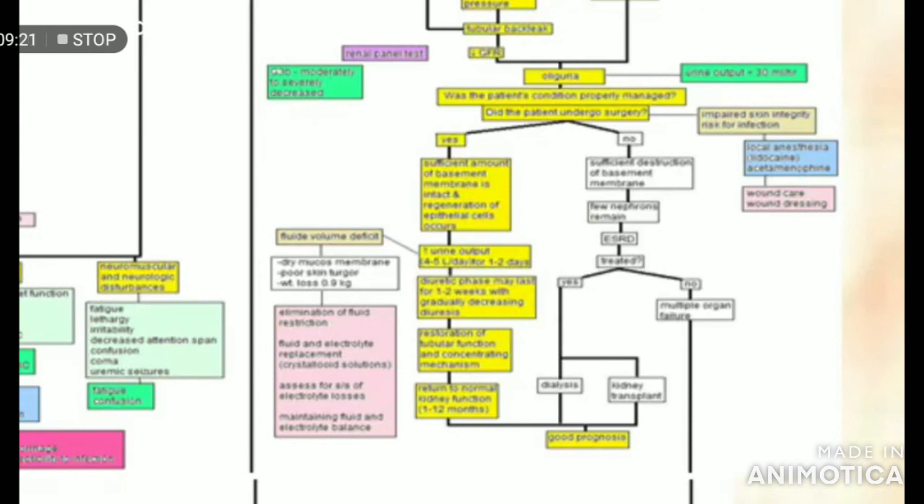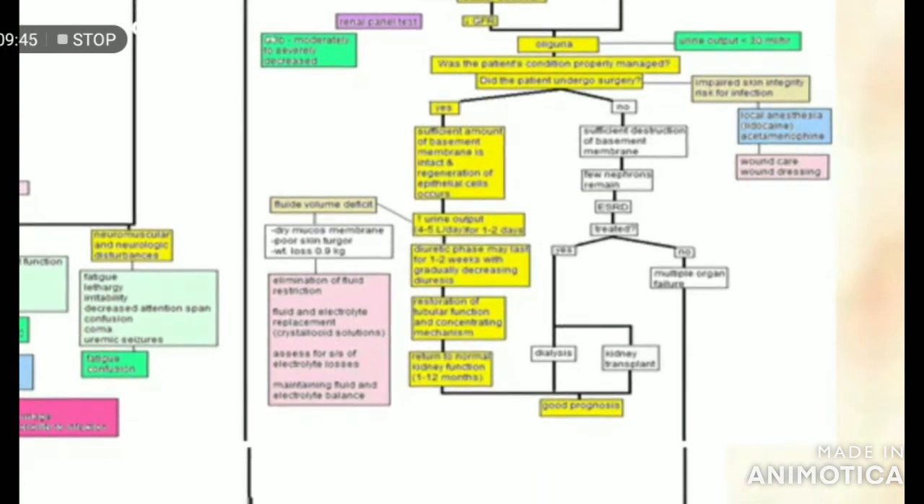And then the next thing that would happen is that the diuretic phase may last for 1 to 2 weeks with gradually decreasing diuresis. Of course, it doesn't just abruptly stop the diuretic phase, right? So it has to be gradually decreasing. So this phase usually lasts 1 to 2 weeks. Then next is that there is a restoration of tubular function and concentrating mechanism of the kidneys. So returning to the concentration of urine, and then there is a return to normal kidney function. This happens usually in 1 to 12 months.